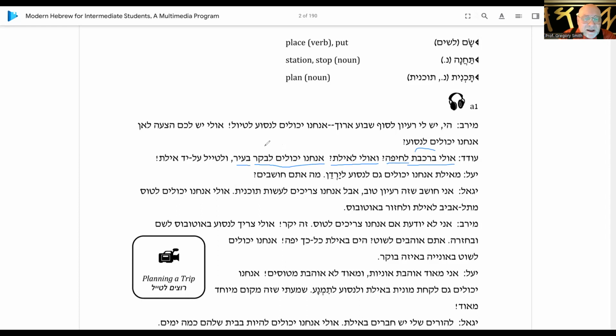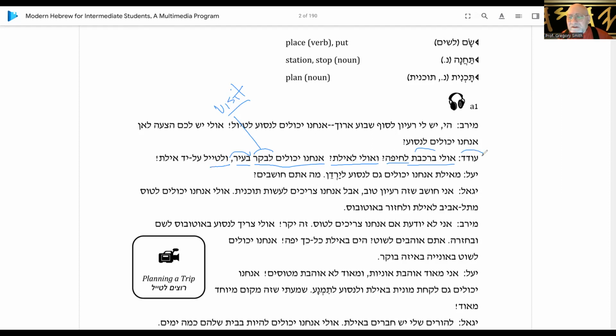Levaker Ba'ir. Let me see what that one is. Anaknu Yokalim Levaker Ba'ir. אנחנו יכולים לבקר בעיר. We can visit the city. Yokalim is the "can." Levaker is the visiting part. I was thinking maybe that's boker, but that's the visit. Okay, and then Ba'ir, in the city.